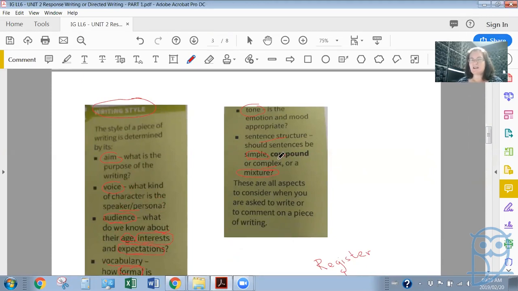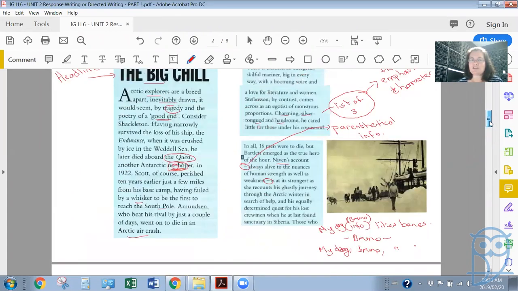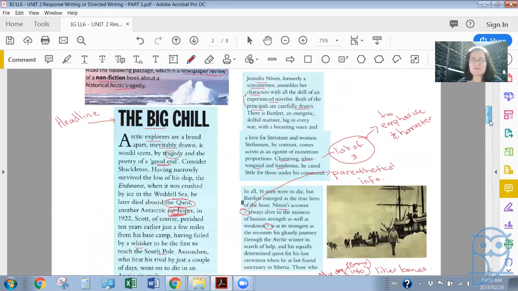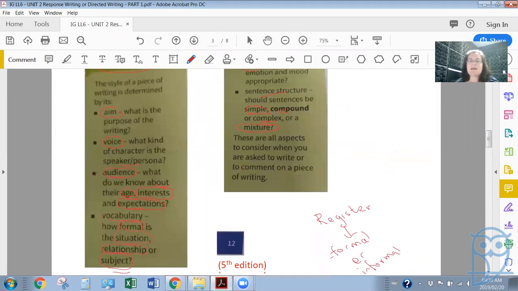Whereas you'll find that a lot of compound and complex sentences tend to happen in newspaper articles, although there will occasionally be something short and sharp, just to kind of shock the reader or to draw attention to something. There is not a very nice example of that here, but there will be if you read the entire article. There is some simple sentence somewhere. These are all aspects to consider when you are asked to write or to comment on a piece of writing.